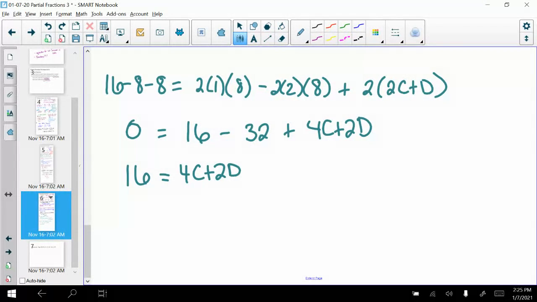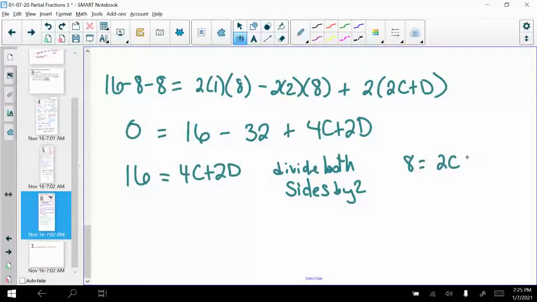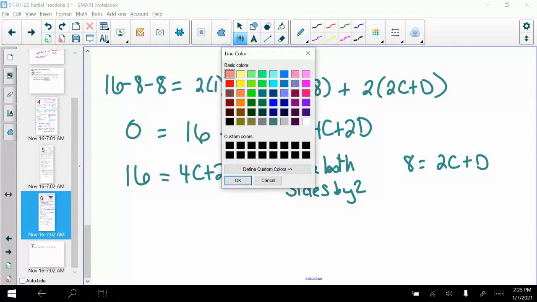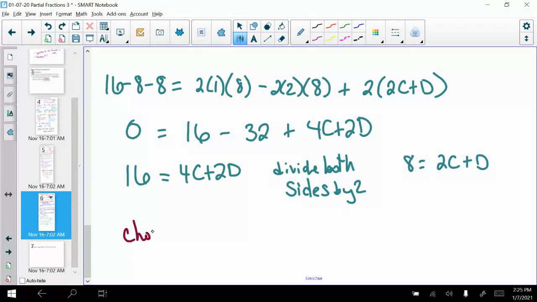I can divide everything by 2 if I like, just to make it slightly smaller. Both sides by 2 and get 8 equals 2c plus d. Okay, so what is sad is we didn't find c or d. What is good is we found an equation. So what we need to do now isn't anything very surprising. We just need to choose another x.